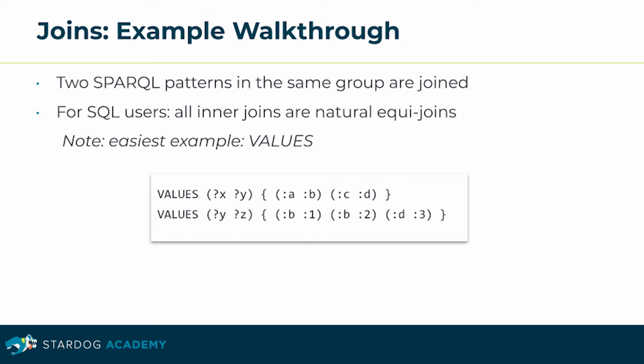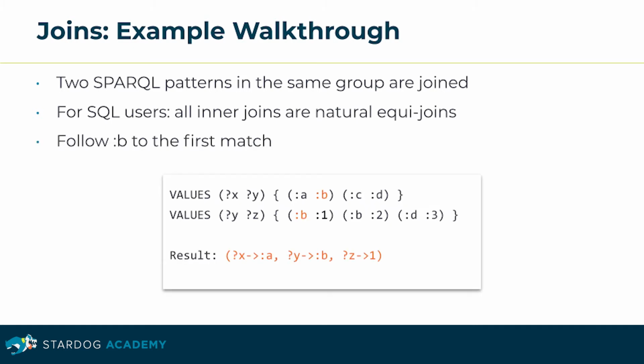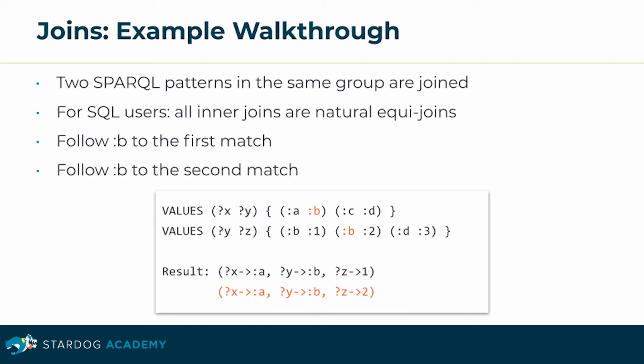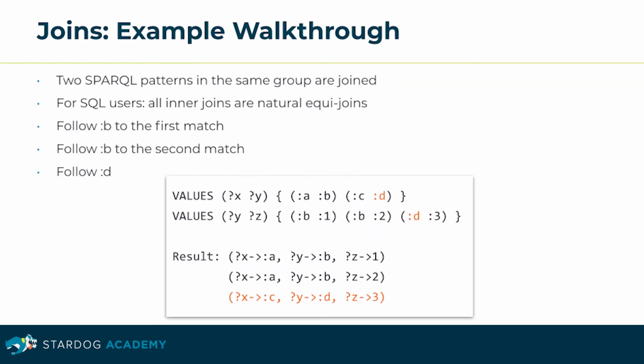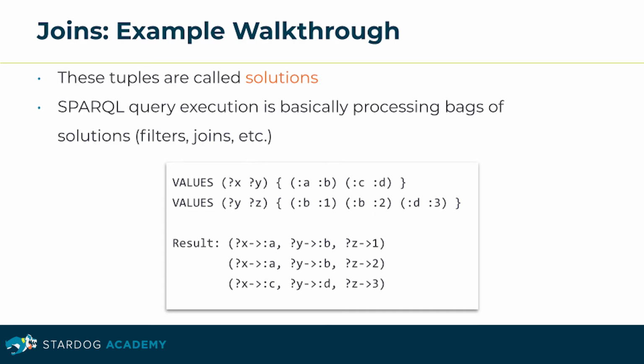So we're going to look at 2 SPARQL patterns in the same group that are joined. Now for SQL users, all inner joins are natural equijoins. And we're going to use the easiest example here about looking at values applied to data. So the first thing that we're going to do as we look at the x, y variables is follow B to the first match. And then we see a second match. Now we can follow D for our third match. And we wind up with these tuples that are called solutions. Now, SPARQL query execution is basically processing bags of solutions, which include things like filters and joins, etc., until we come up with the solution that fully satisfies the query.